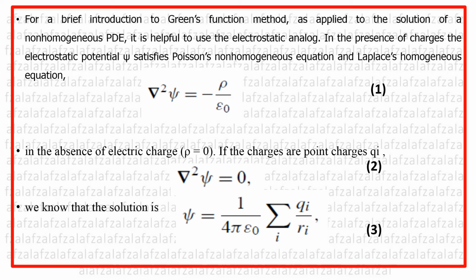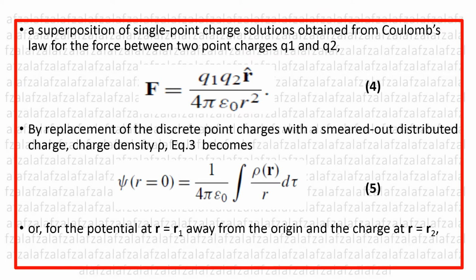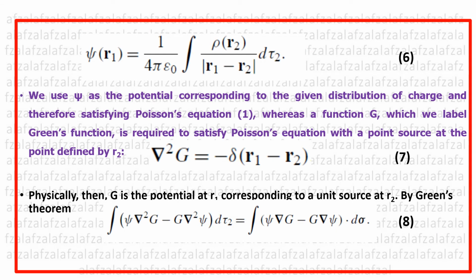Coming to the next slide. As we know, the force between two charges is 1 by 4 pi epsilon 0 q1 q2 by r square into r cap, and the potential is given by the expression 1 by 4 pi epsilon 0 integral rho of r by r dr. These are things which we have already studied in lower classes. So at the point r1, the potential is given by 1 by 4 pi epsilon 0 rho of r2, where r2 is the position of the source rho, and the distance between the source and the point where we are calculating the potential is r1 minus r2. So we use psi as the potential corresponding to this system.